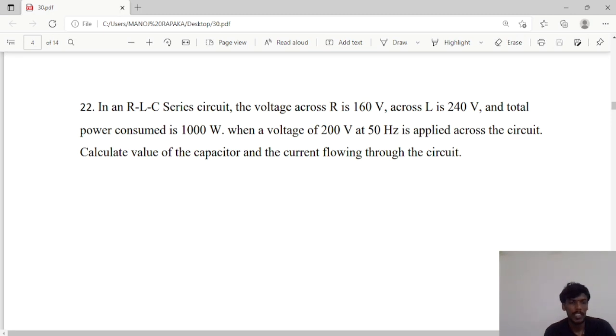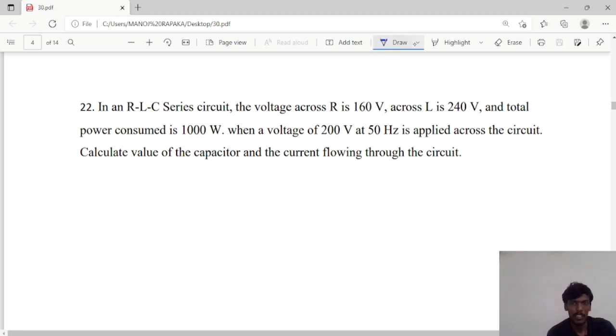So he has given that in an RLC series circuit, the voltage across a resistor is 160 volts, across an inductor is 240 volts, and the total power consumed is 1000 watts. A voltage at 50 hertz is applied across the circuit. He has asked to calculate the value of the capacitor and also the current flowing through the circuit.